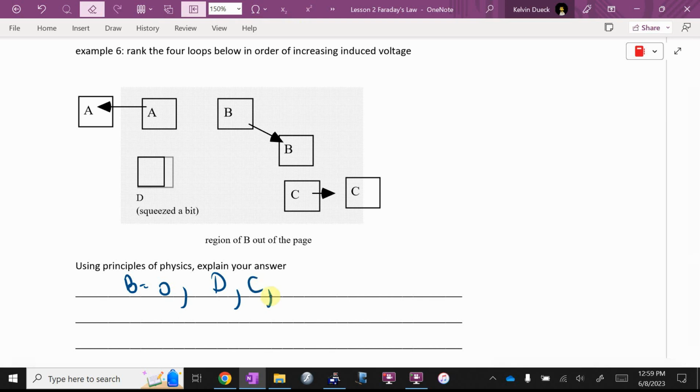Yes. A, some of you said that's no, A would give you the biggest change in flux. You'd get the biggest voltage, the biggest induced voltage from it because you're going from full flux to no flux. That's a massive change in flux. Okay.